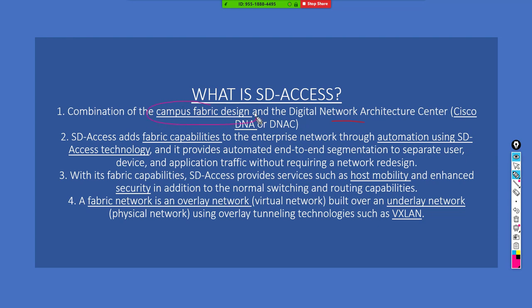Now this is called the underlay. This is the terminology that we use in SD access. Underlay is the bottom layer, and this is called the overlay. As I told you, your traditional technology will be here, and you're adding a layer on top of that. So this software layer will be called the overlay, and the underlay will be the bottom layer, which is the traditional campus design. The second point says that SD access adds fabric capabilities to the enterprise, automating SD access technology, providing automated end-to-end segmentation to separate.